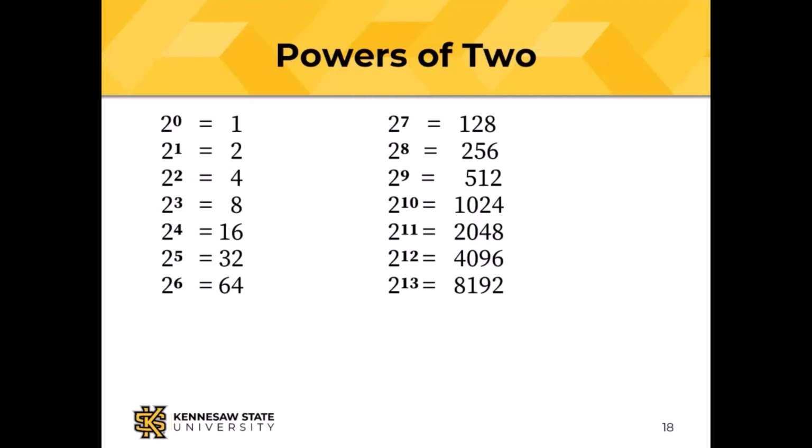Okay, here are some powers of 2. 2 to the 0th power is 1, because any number to the power 0 is 1. 2 to the 1st power is 2. And then 4, 8, 16, 32, 64, 128, 256, 512, 1,024, 2,048, 4,096, how high did I go? 8,192. Each one of those is twice the value of its predecessor.